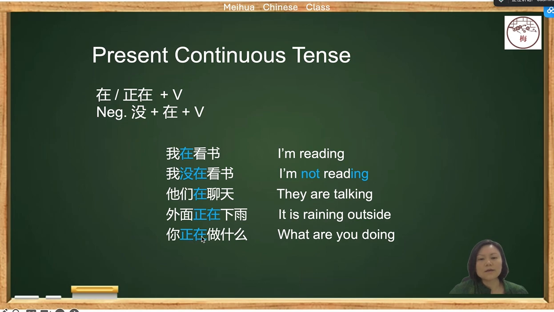你在做什么？做什么 means do something. 你正在做什么 means what are you doing now? What are you doing now, right? 你在做什么？你正在做什么？Both are fine. So it's 在 or 正在 plus a verb.